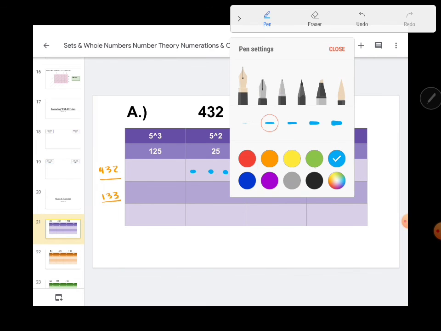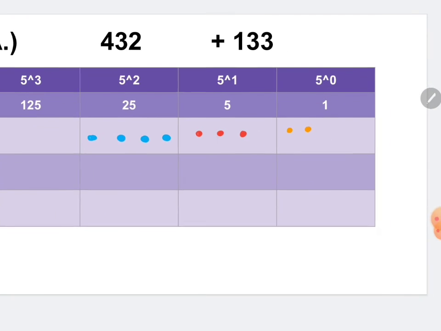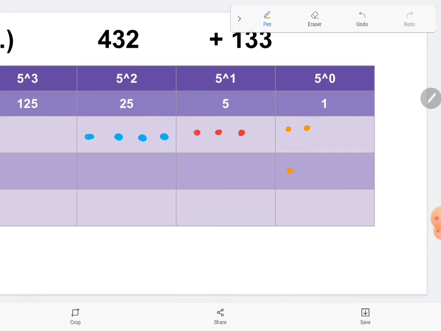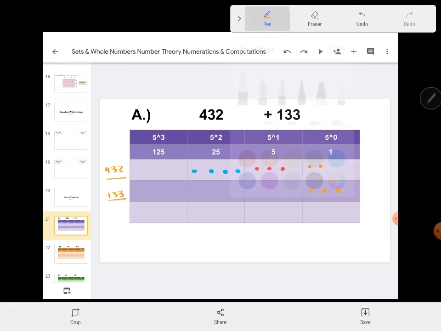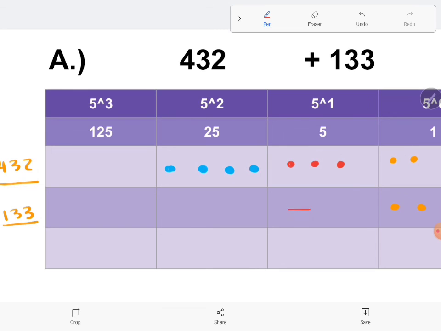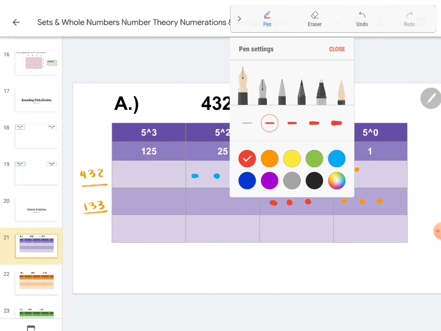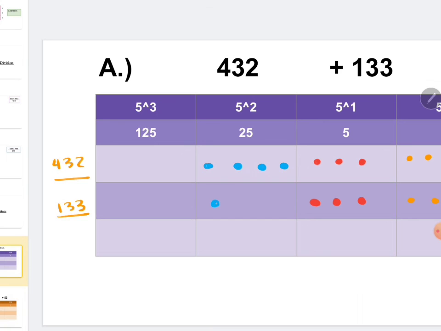And we're going to move on to 133. So for 133, we have a 3 in the 10th place. Therefore, we're going to put 1, 2, 3 dots. So we're going to put 1, 2, 3. And we have a 1 in the 100th place. So we're going to put a 1.